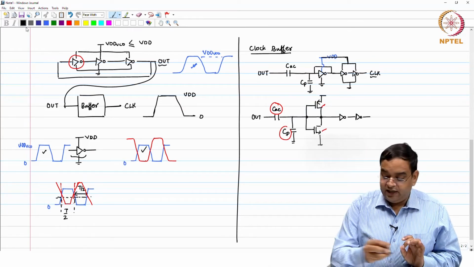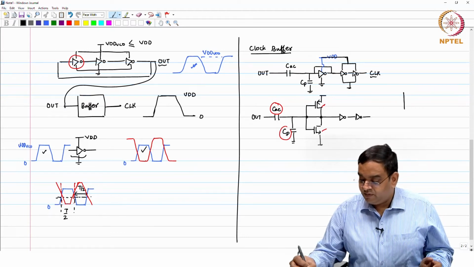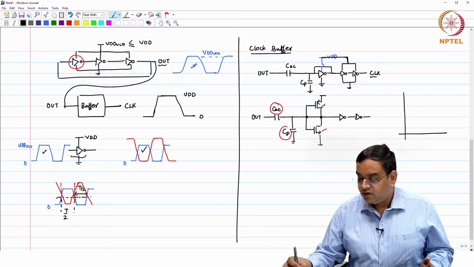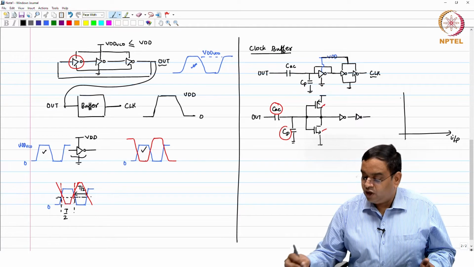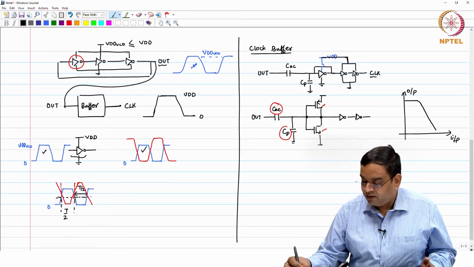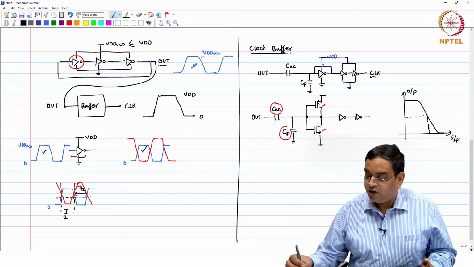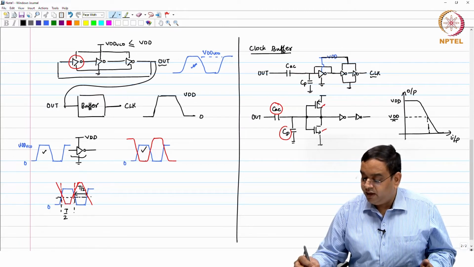One thing is that if you bias the inverter, the self biased inverter which you have, then the inverter input to output characteristics we have seen before are something like this. So, normally you can design an inverter where you have input and output values as VDD by 2. This can be done.